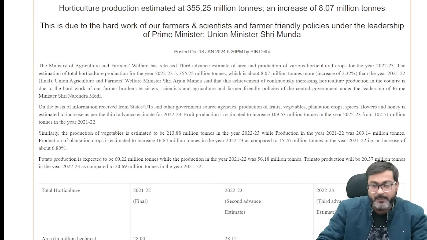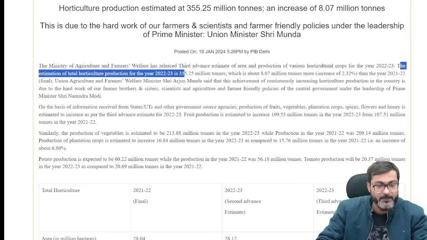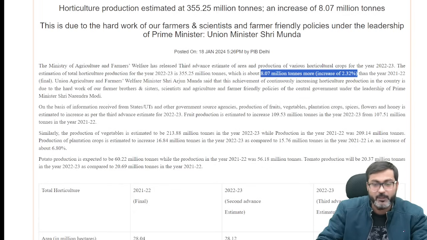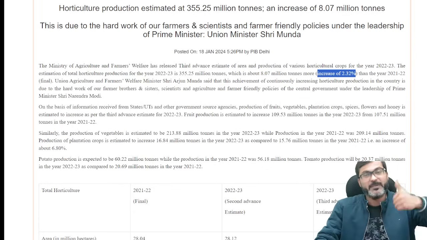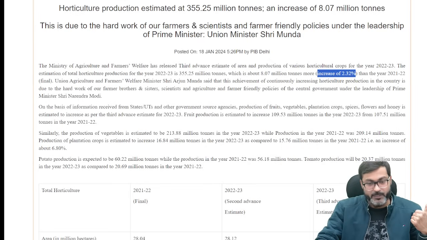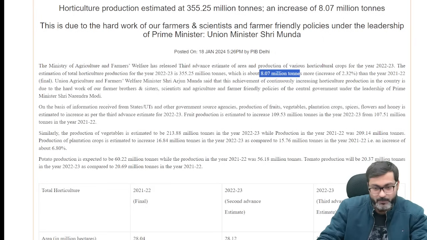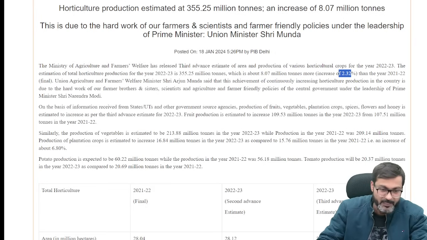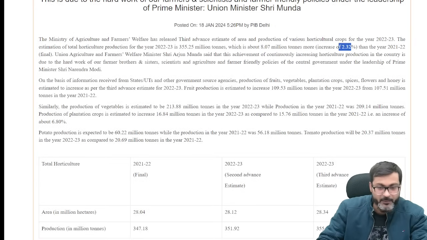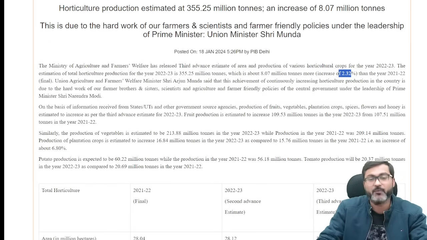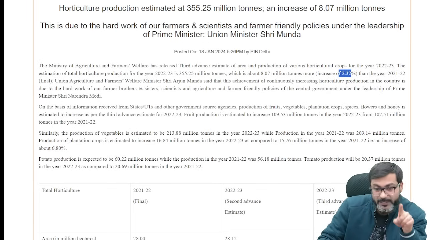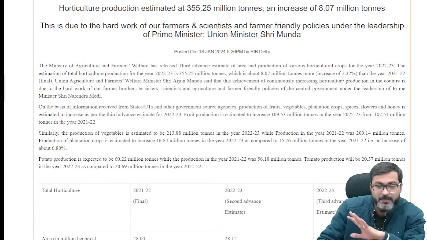Okay, look. The estimation of total horticulture production is this. This is important, there is an increase of 2.32% over last year's 8.07 million tons. How much more it has increased is not important, but you should remember the percentage, okay? After this, they have only talked in general. Then come to the numbers. Look, when we are talking about estimates, we need to look for the numbers only, right? Here they have only given general talk, and this talk is not important.